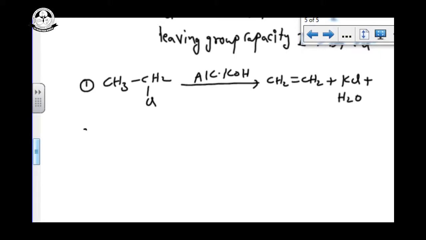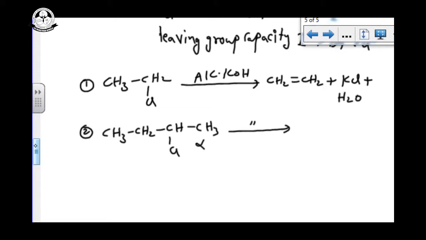Now, from the second compound onwards, can you guess the answer? CH3CH2CHBrCH3, again the same alcoholic KOH, we are adding alcohol. Dehydrohalogenation. The major product is CH3CH=CHCH3. This is our product. So that is secondary. Now we take the tertiary.